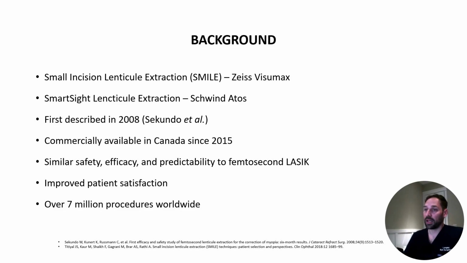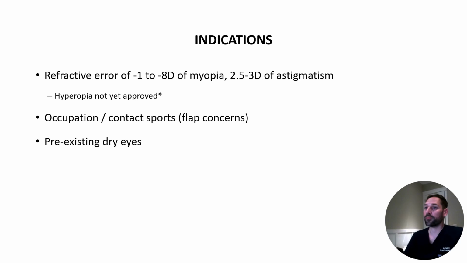There's been about 7 million procedures worldwide. The really nice part is that there's no flaps, and so people who have contact sports, MMA fighters, or springboard divers, those sorts of things, don't have to worry about flap dehiscence. And because of the way the laser is performed and the very small incision that's made, there's less issue with dry eye afterwards. So how is this done?